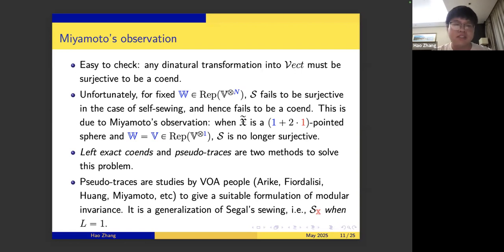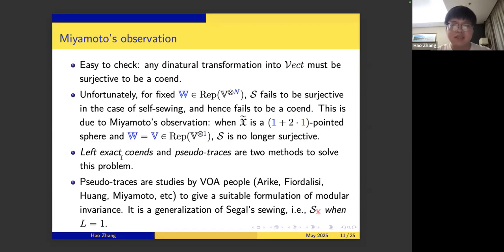Miyamoto considered a three-pointed sphere, and sewed one pair of the marked points to get a torus from the sphere. Miyamoto says that the sewing map with respect to this picture is no longer surjective. And Miyamoto used a notion called pseudo traces to solve the problem. Since it is no longer surjective, it should contain some traces other than the ordinary trace, and these are called the pseudo traces. So by adding pseudo traces in the genus 1 conformal block space, it will be a surjective map.